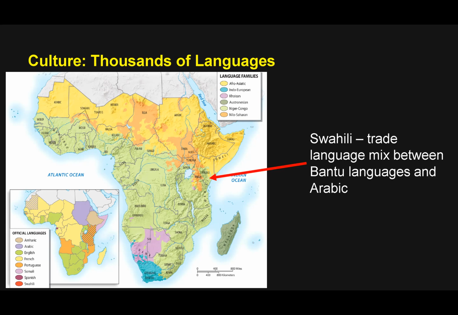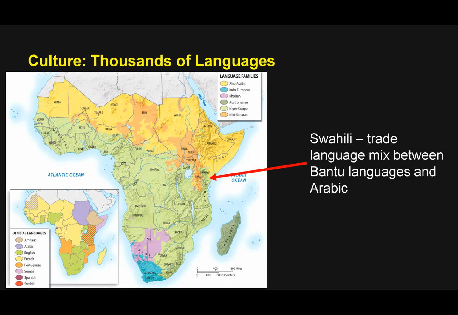And then if we look at Madagascar, they speak an Austronesian language, and that comes from Southeast Asia. Just as the Polynesian people went out into the South Pacific, one group sailed the other direction and ended up in Madagascar. And so they speak a language related to those.